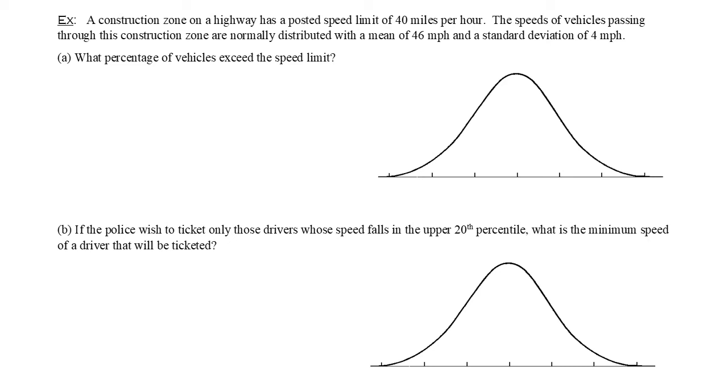A construction zone on a highway has a posted speed limit of 40 miles per hour. The speeds of vehicles passing through this construction zone are normally distributed with a mean of 46 miles per hour and a standard deviation of 4 miles per hour. What percentage of vehicles exceed the speed limit? So we can imagine here, because the mean is 46, standard deviation is 4, let's go up by 4 here on the right side, and then we'll go down by 4 on the left side.